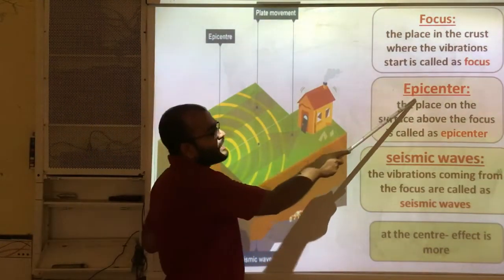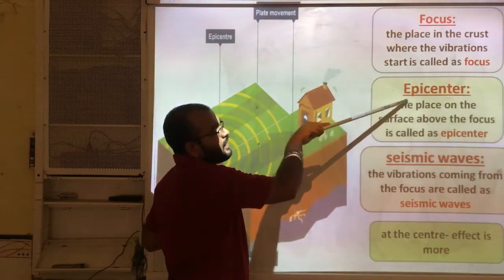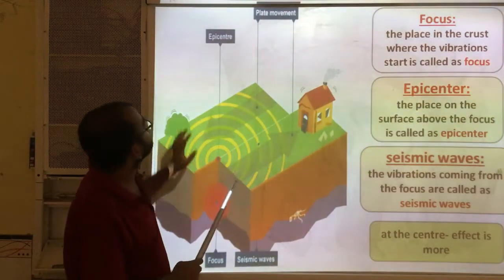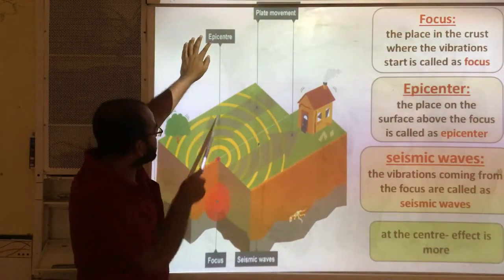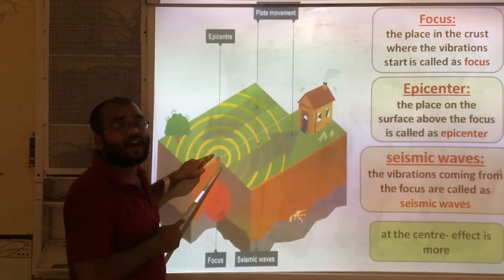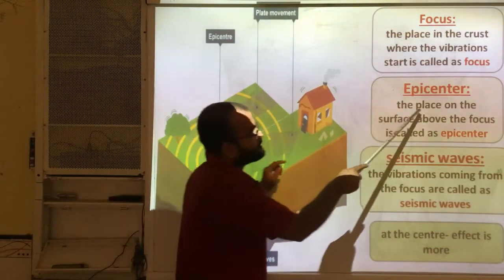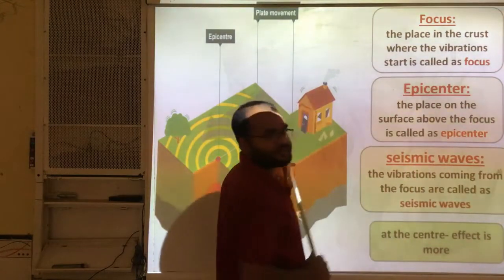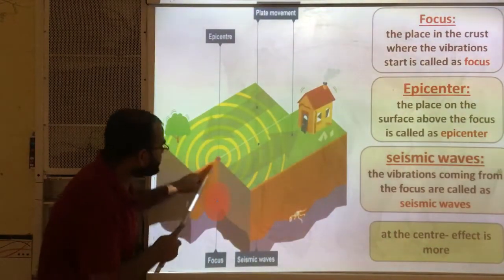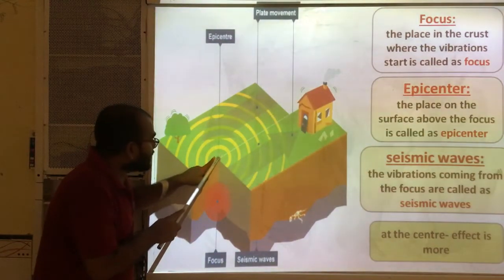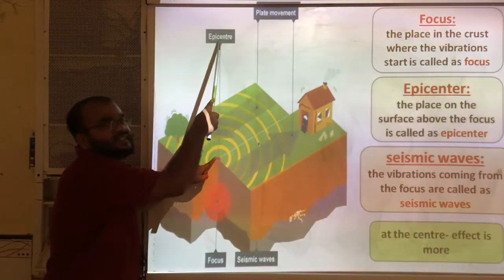Next important term is epicenter. Epicenter means exactly above this focus on the earth crust. The place on the surface above the focus. Above this focus, one place is there. That place is called epicenter.